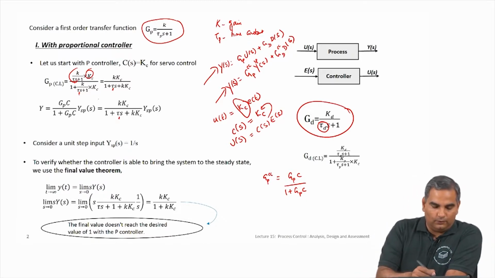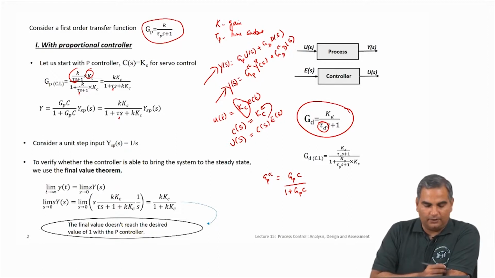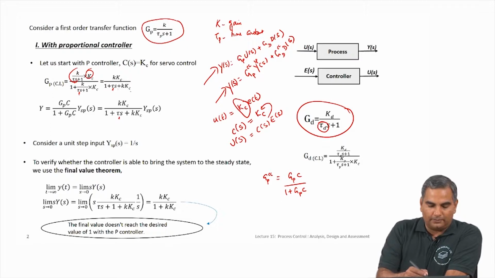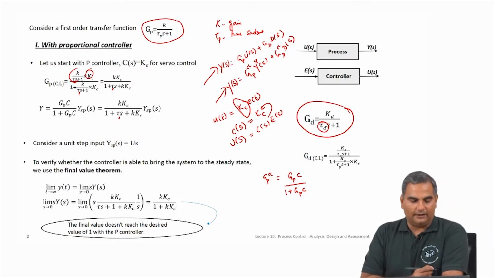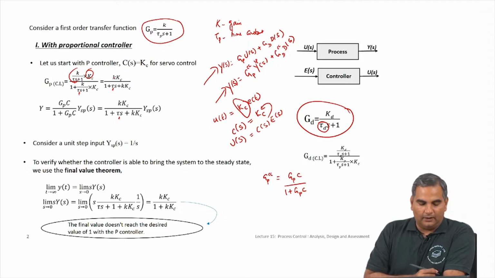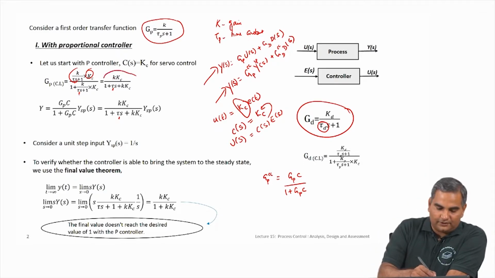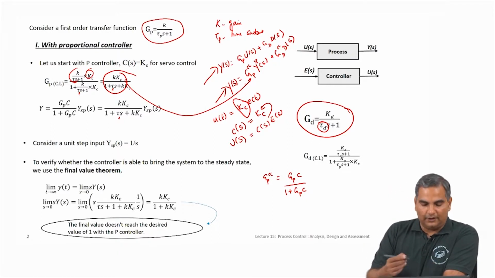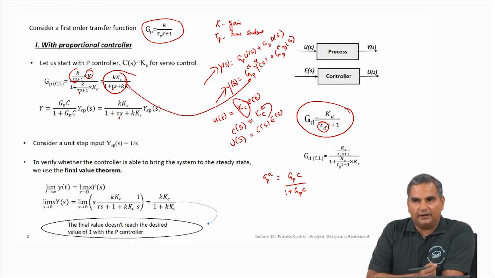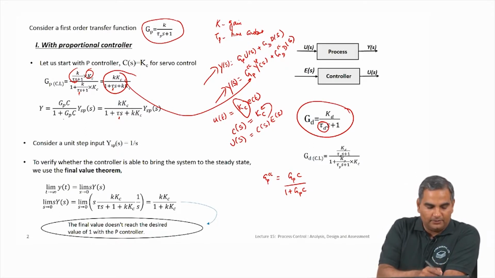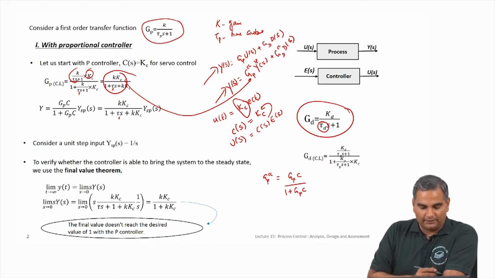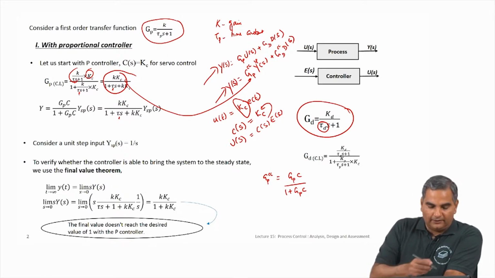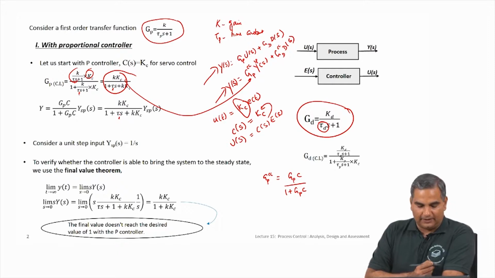Now, if you simply multiply this denominator by tau p s plus 1 on both sides, you will get 1 plus tau p s plus K Kc, and in the numerator you have K Kc. Now, this is the transfer function which is what we saw from the previous class. So, if there are no disturbances and you are only looking at servo control, then y is GpC by 1 plus GpC times y set point(s). So, that is going to be K Kc divided by 1 plus tau p s plus K Kc.